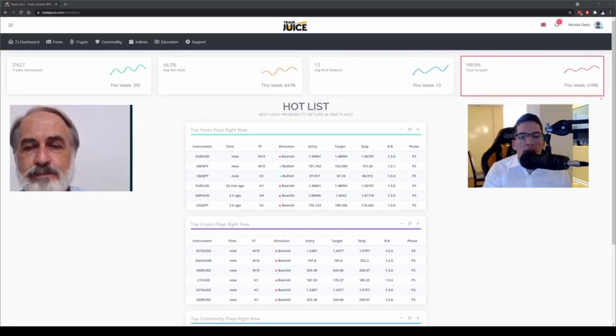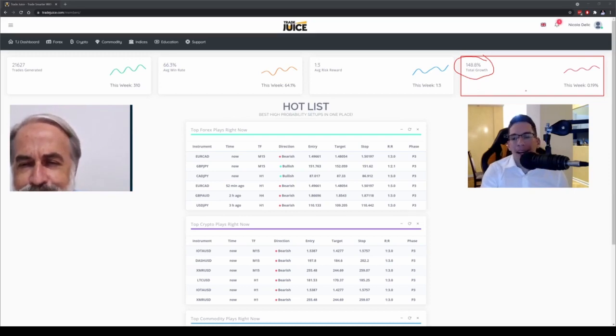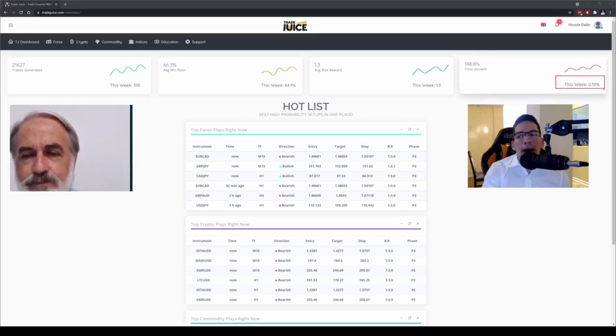And the final part is the total growth. So all the trades that we took, it's over 148% in profit. It's for over a year period. I'm more than happy considering the risk that we are using, because it's all been trading on my personal savings account, better to say retirement account. So I'm more than happy about that. And this week alone, we are up 0.20%.